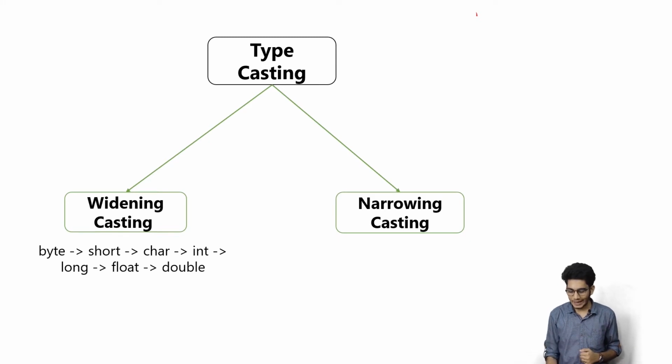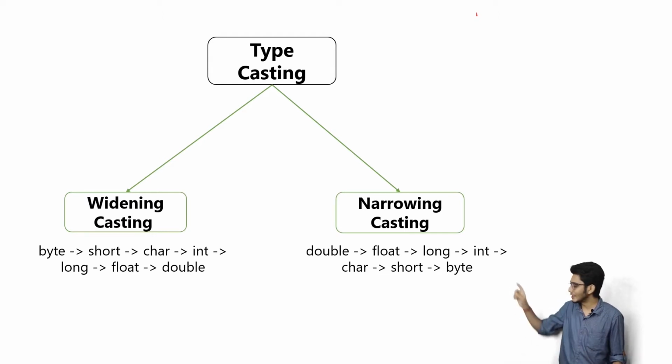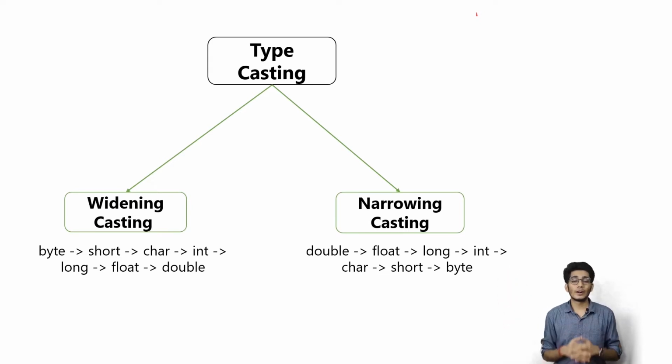Now we'll talk about narrowing casting. In narrowing casting, we do exactly the opposite thing. As you can see, we are converting our double to float, long to int, short to byte. So what we are basically doing is downsizing our memory. That is why it's called narrowing casting.